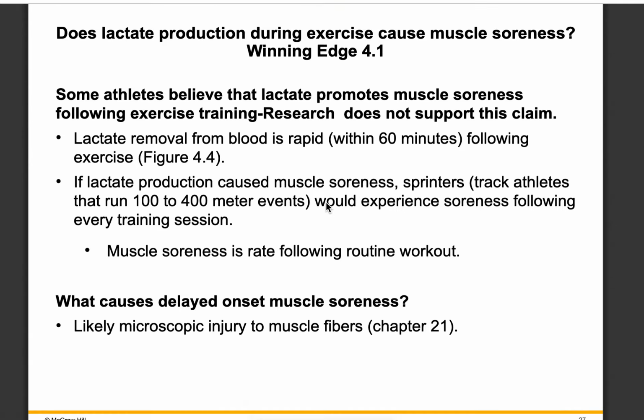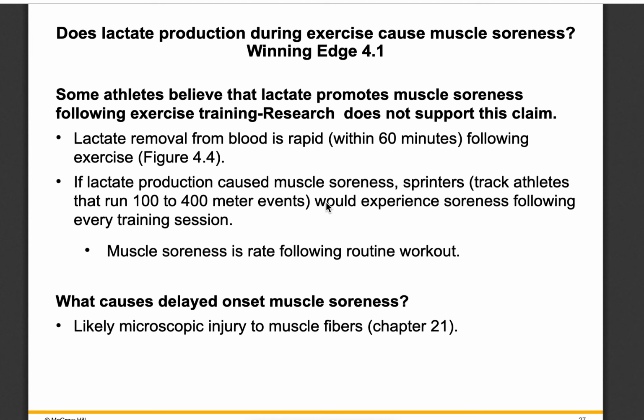And so one big thing that comes up in this conversation, and a lot of people have heard, is that lactate causes muscle soreness. This buildup of lactate, this burning of the muscles from lactate causes muscle soreness. Well, it actually doesn't. Lactate, when you finish exercise, clears pretty quickly. Most of that lactate is cleared within a couple of minutes. It can take up to 60 minutes to be back at resting levels. But research doesn't support the claim that it causes muscle soreness.